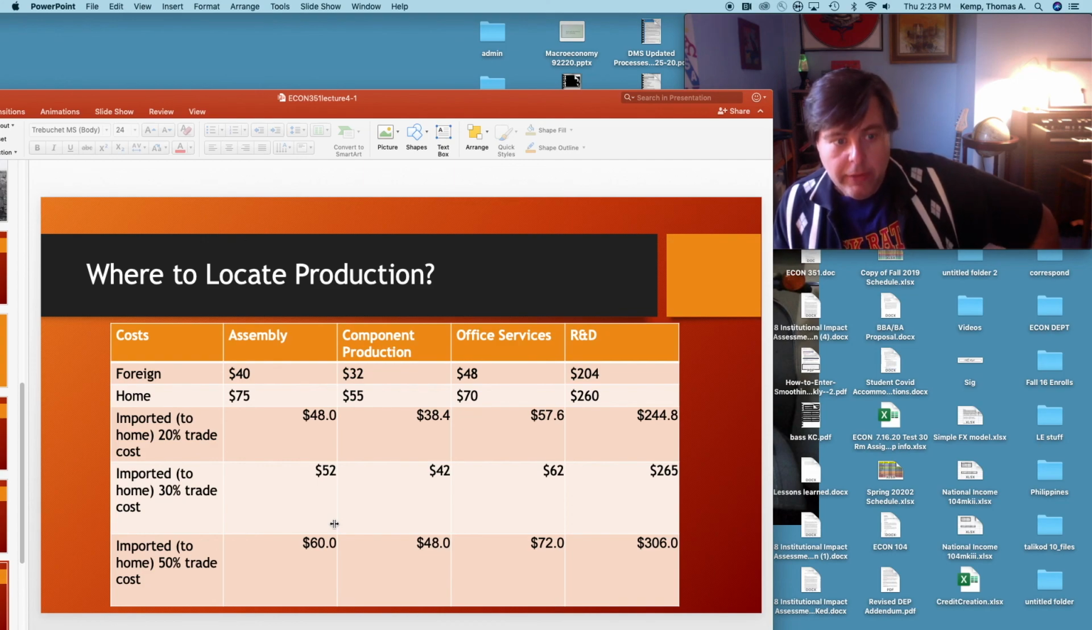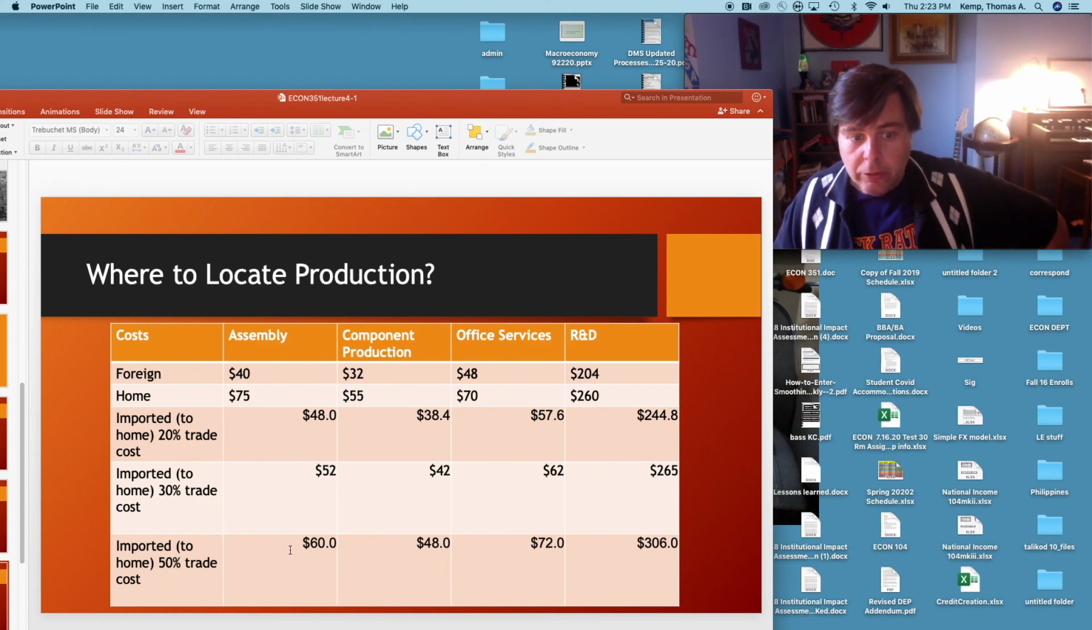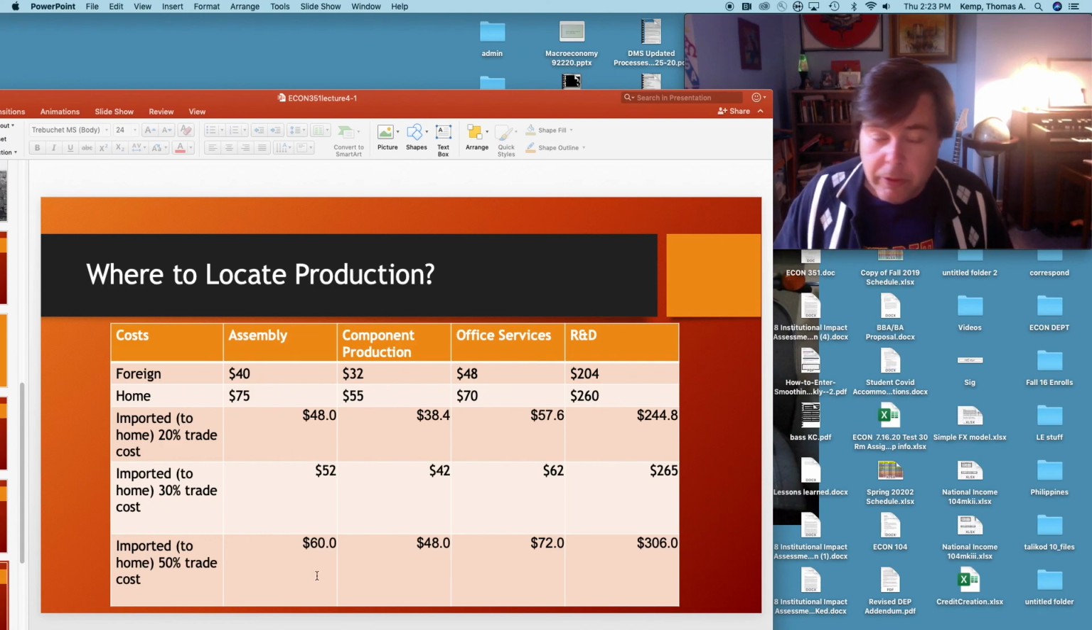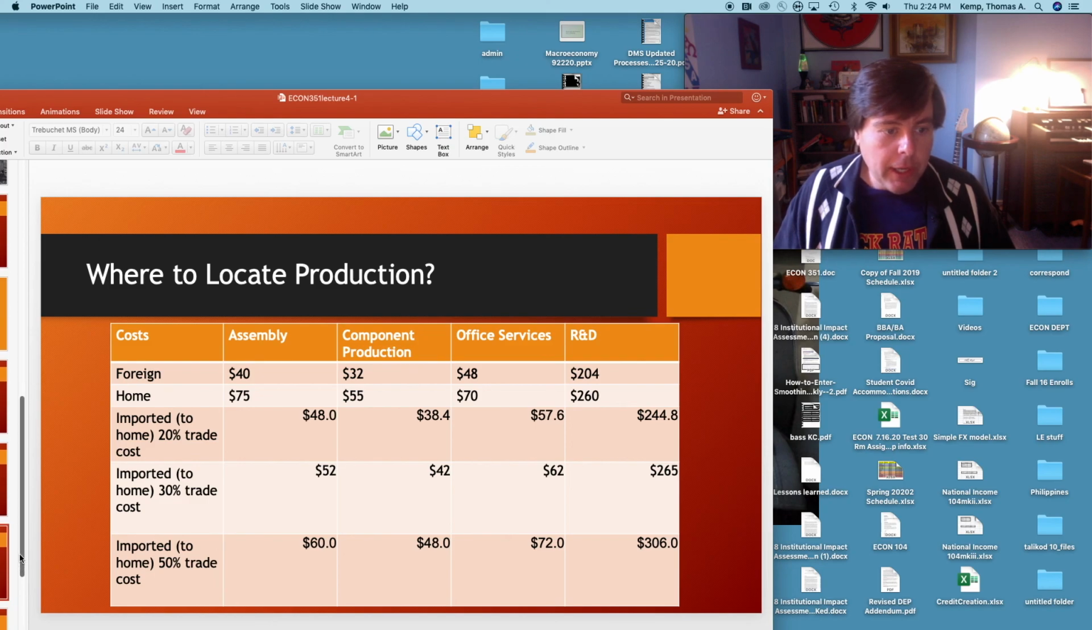The next line is if we import, what's it going to cost us if there's an additional 20% on top of that, just in hassle costs, let's call it? Well, 40 plus 20% is $48, right? 32 plus 20% is $38.40, right? So that's where our third line comes from. And our fourth line, as well as our fifth line, are similar. So we take that number times 30%, this times 50%, and so on. This is very obvious, 40 to 60, 150%, right? Okay, so you got it.